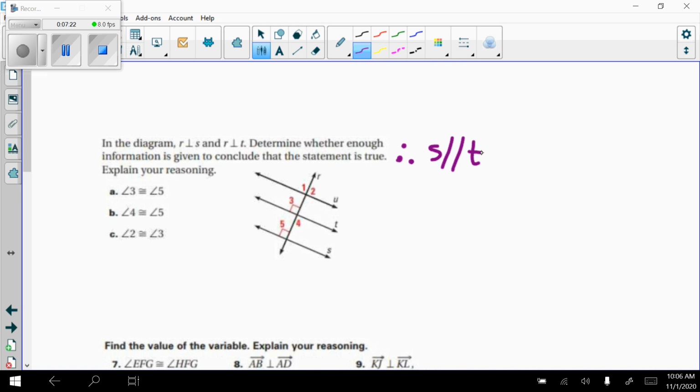A says angle 3 is congruent to angle 5. So 3 and 5, they're both marked 90 degrees. We know that R was perpendicular to T and R perpendicular to S. That made R the transversal. 3 and 5 are corresponding angles. So yes, we have enough to conclude that the statement is true by corresponding angles, the corresponding angle postulate.